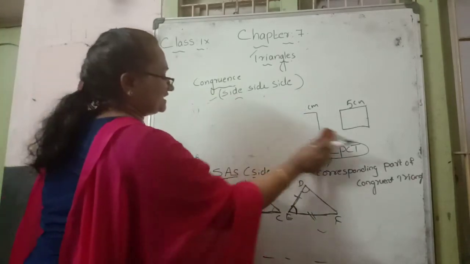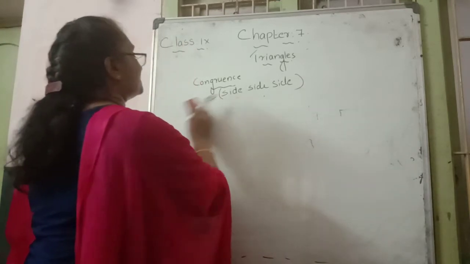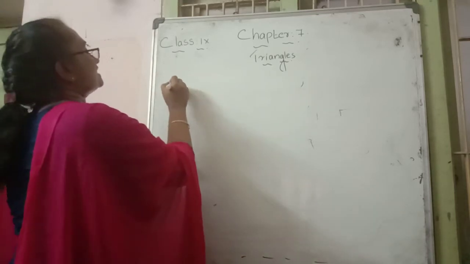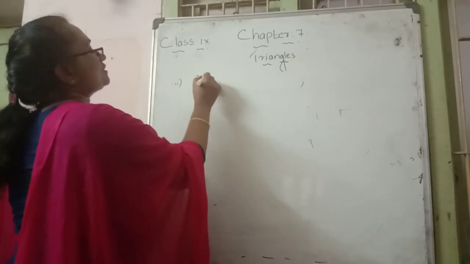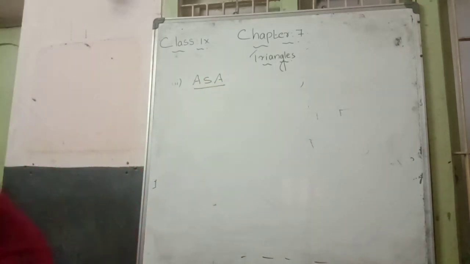Next, the third property. The third property is the ASA property. ASA is the case of two angles and one side.